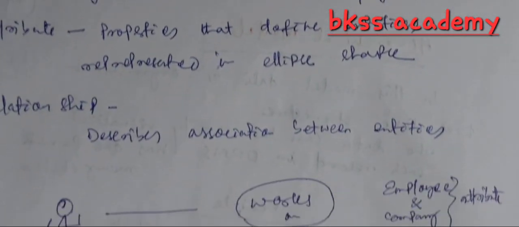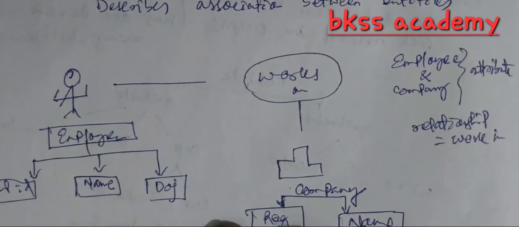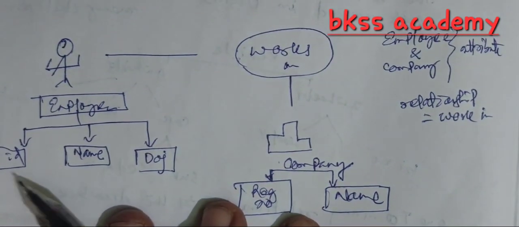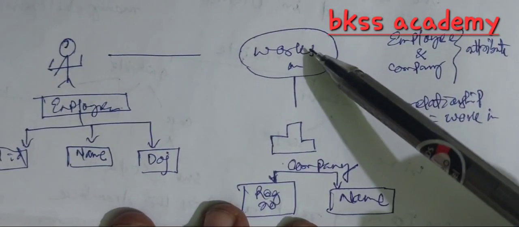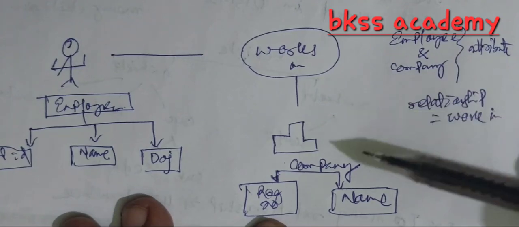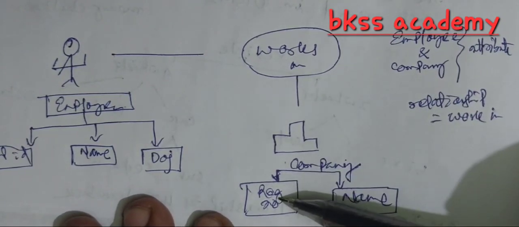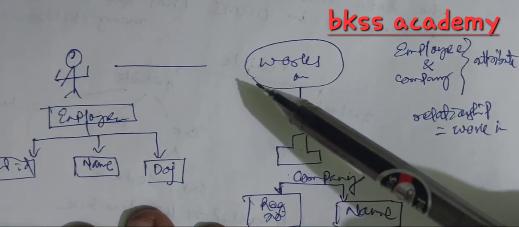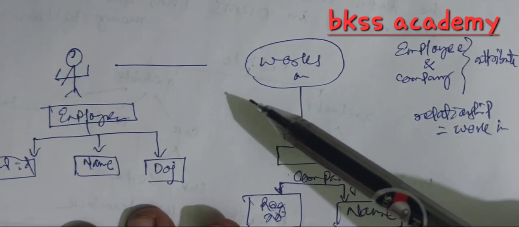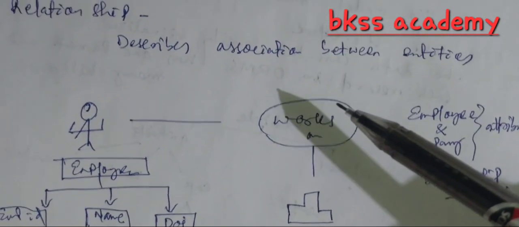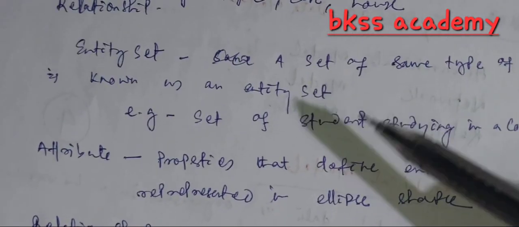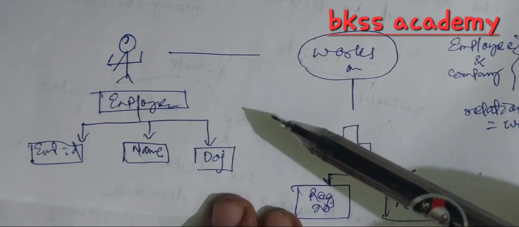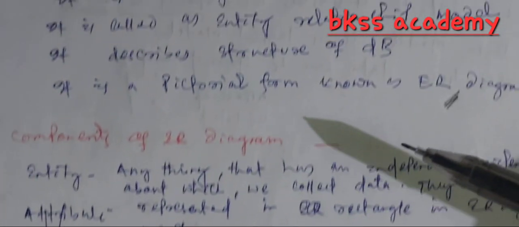One example is here: this is the employee, with employee ID, name and date of joining. This works in a company, and the company has a registered number and name. This is all about the ER diagram, which has entities, attributes and relationships. In this diagram, every relationship is shown here to briefly explain the ER model.